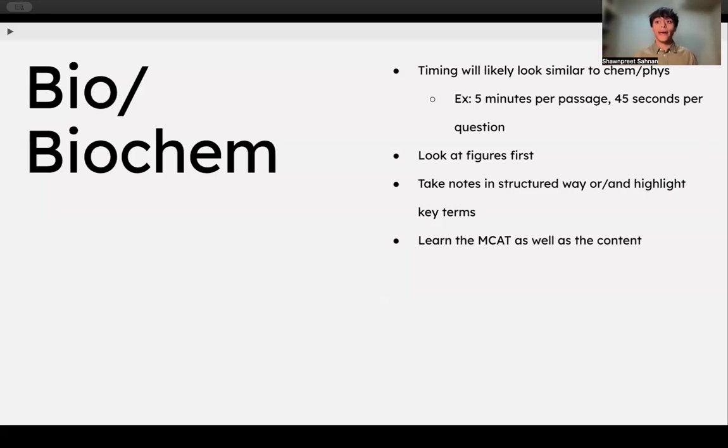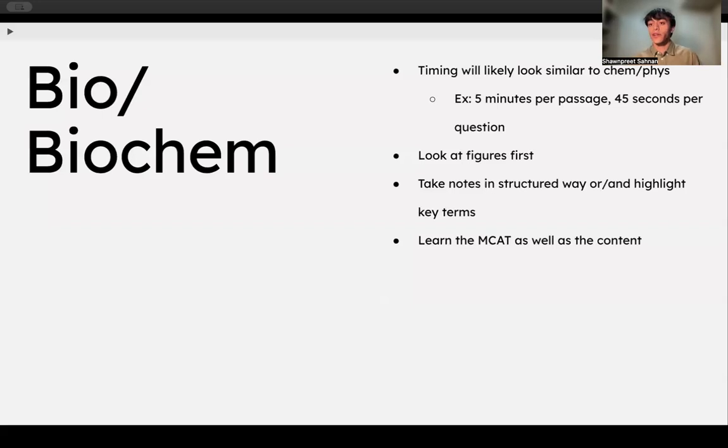Some people really like actually taking longer on the questions for Chem Phys as opposed to biochem, so keep that in mind. It doesn't have to be the same. Again, no size fits all. Just figure out what works for you. Some people really like the time in Chem Phys because they want to do calculations, whereas in biochem, it's more about getting the understanding of the pathway and then just getting into it.